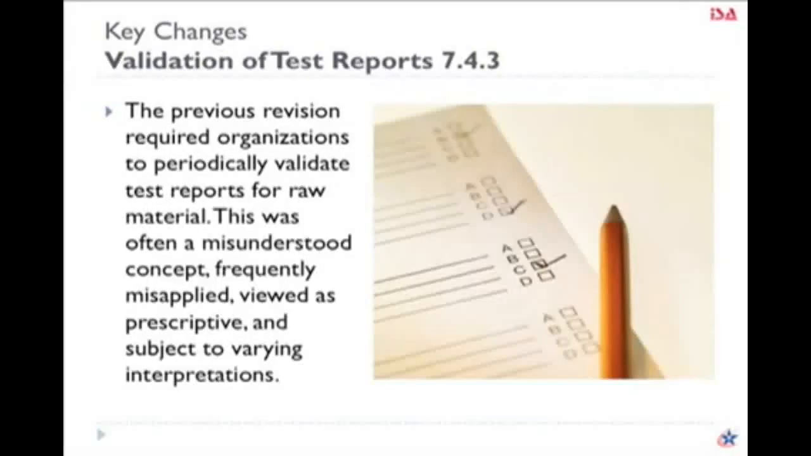The previous revision requires organizations to periodically validate test reports for raw material. This was often a misunderstood concept, frequently misapplied, viewed as prescriptive, and subject to varying interpretations. The rationale going forward will be if an organization is making critical items in which the material, chemical, and physical requirements are important, it should be verifying test reports as part of its risk management process.